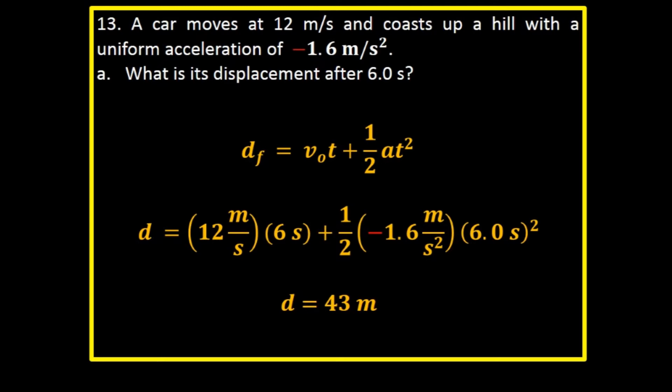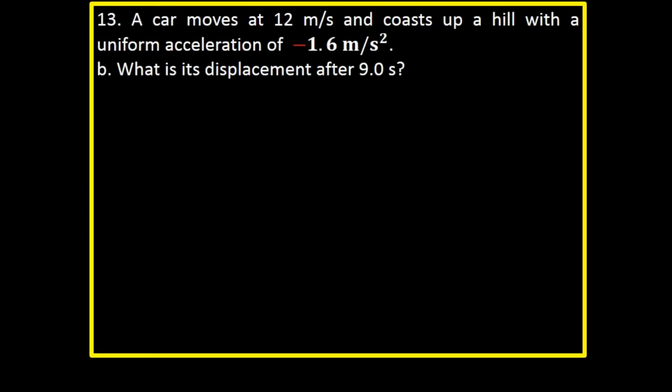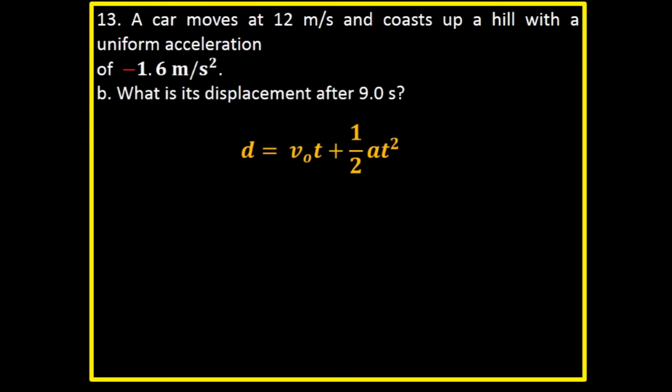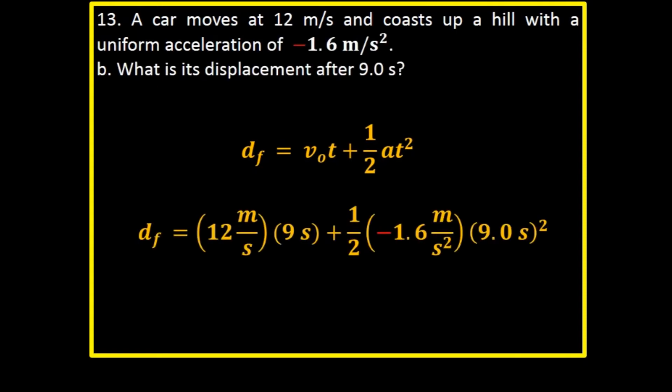meters given that data. A car moves 12 meters per second and coasts up a hill with a uniform acceleration of negative 1.6 meters per second squared. What is its displacement after 9 seconds? D equals V naught T plus 1/2 AT squared. So the initial velocity is 12 times 9 seconds plus 1/2 negative 1.6 times 9 squared. And that is going to be 43 meters. Compare that with the problem when it was 6 seconds.